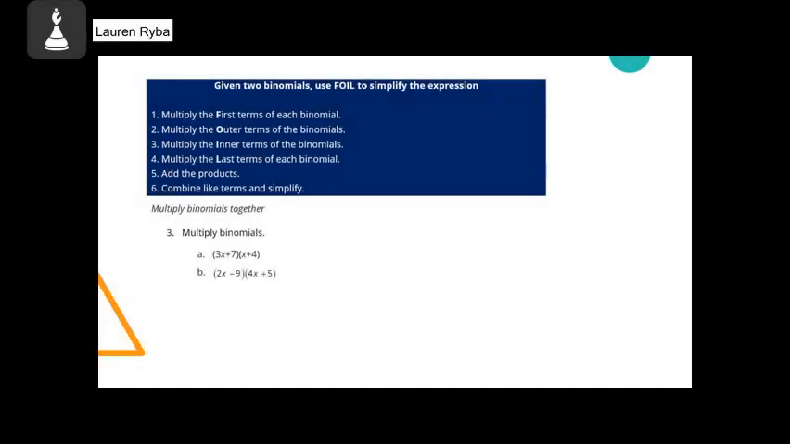Next up is going to be multiplying polynomials. When you did two binomials, a two-term times a two-term, you probably learned this phrase called FOIL, where you multiply the first terms, then the outer terms, then the inner terms, then the last terms. And then when you're done, you're going to add all the like terms together and simplify. So if we have 3x plus 7 times the quantity x plus 4.